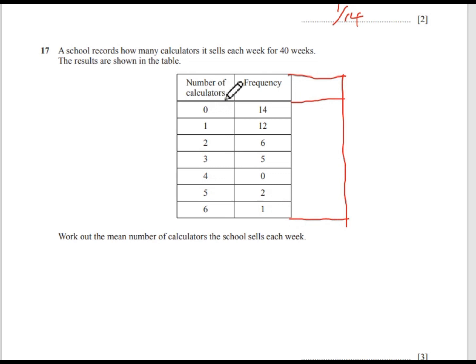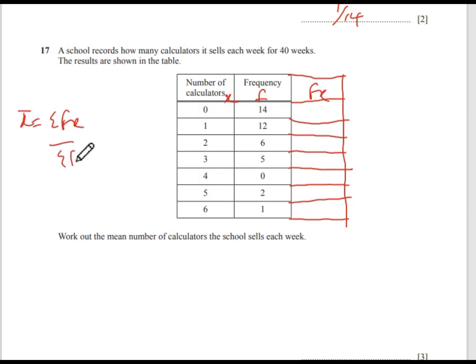This is the number of calculators. Let's call this X, this F, and then this is Fx. Because the formula for the mean is summation Fx over summation F, we need to get Fx. So Fx is 0 multiplied by 14 is 0. 1 multiplied by 12 is 12. 2 multiplied by 6 is 12. 3 multiplied by 5 is 15. 4 multiplied by 0 is 0. 5 multiplied by 2 is 10. 6 multiplied by 1 is 6.